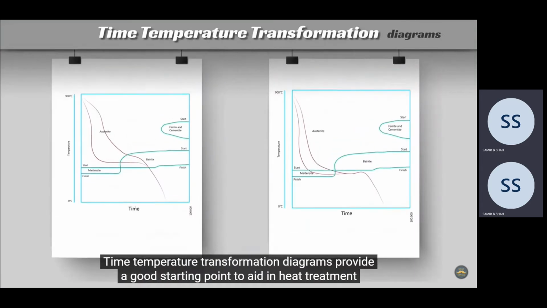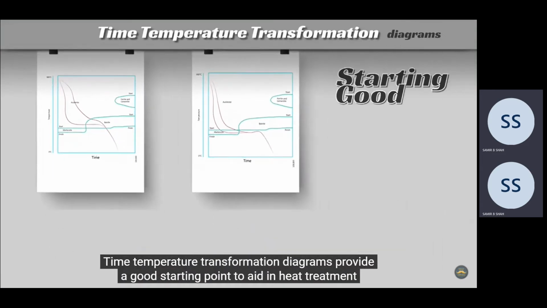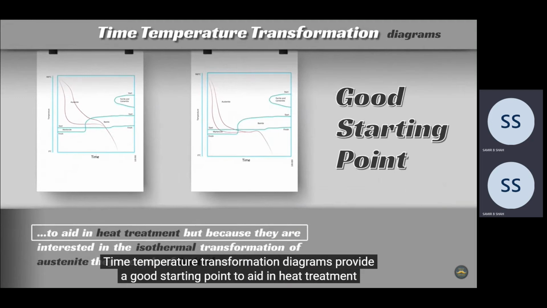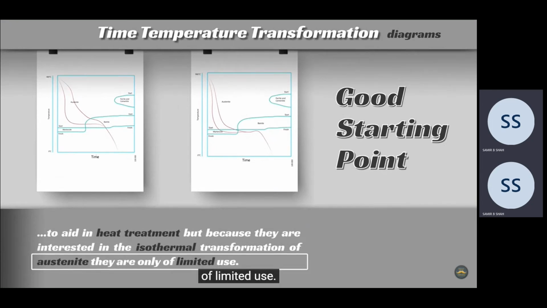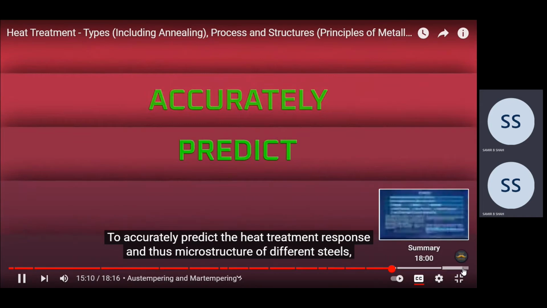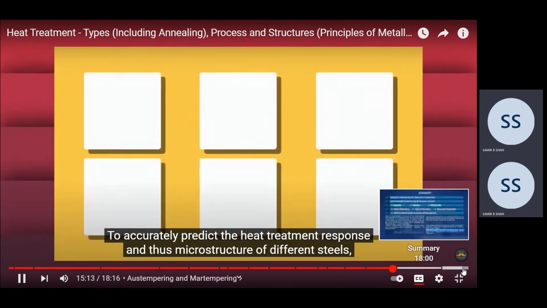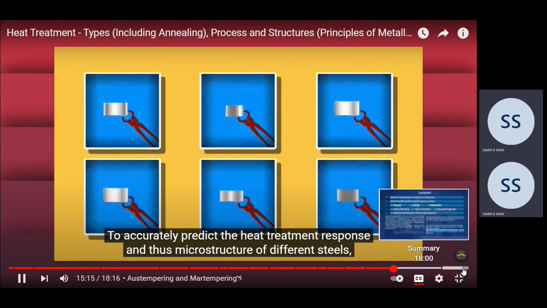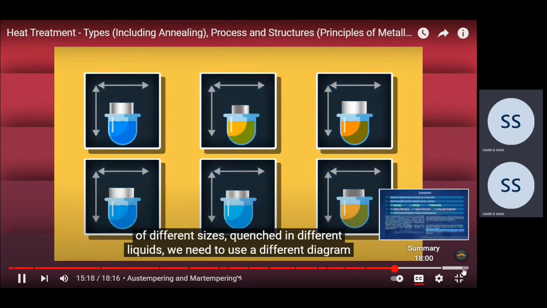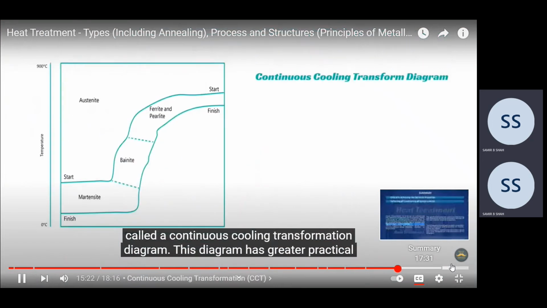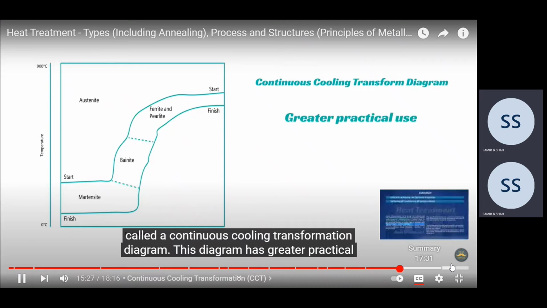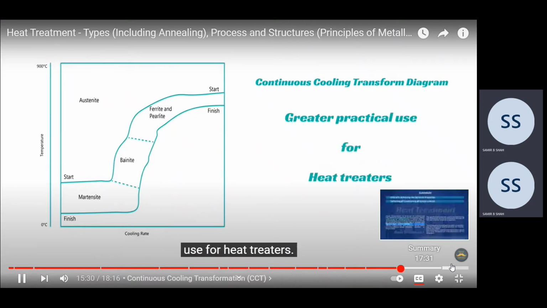Time temperature transformation diagrams provide a good starting point to aid in heat treatment, but because they are interested in the isothermal transformation of austenite, they are only of limited use. To accurately predict the heat treatment response and thus microstructure of different steels of different sizes quenched in different liquids, we need to use a different chart called a continuous cooling transformation diagram. This has greater practical use for heat treaters.